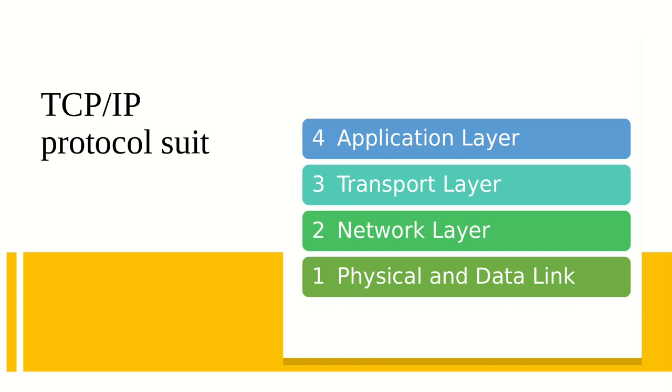Physical and data link layer act as one layer, then the network layer, then the transport layer, and the session, presentation and application layers are as one layer. There are some addresses associated with this TCP/IP protocol suite: physical address, logical address, port address, and some specific addresses. We'll see what is the relationship between these layers and the addresses.